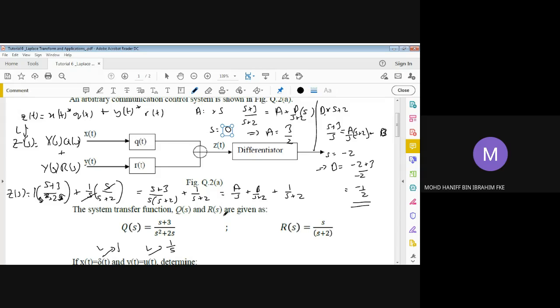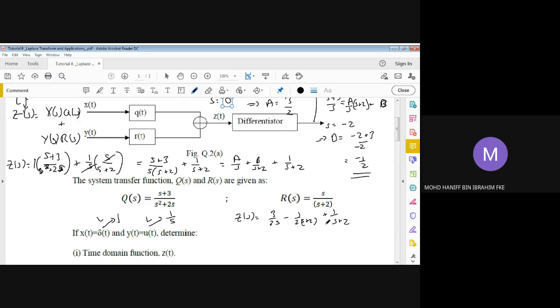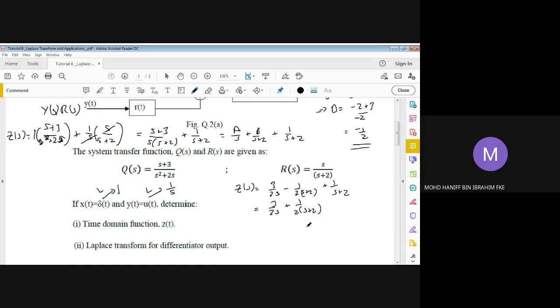So for that, we're going to have the equation of Z(s). If you can write down here, Z(s) shall be equal to A, which is 3 over 2s, and B is negative half, minus 1 over 2(s plus 2). Okay, we can simplify it further because we have the same terms there. So we have 3 over 2s plus 1 over 2(s plus 2). So that should be the Z(s) that has been obtained.